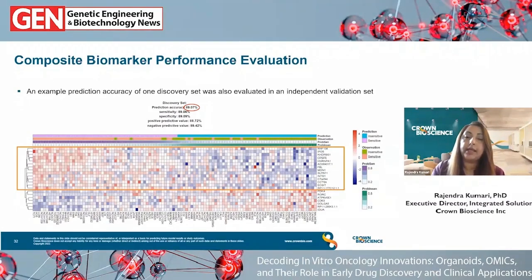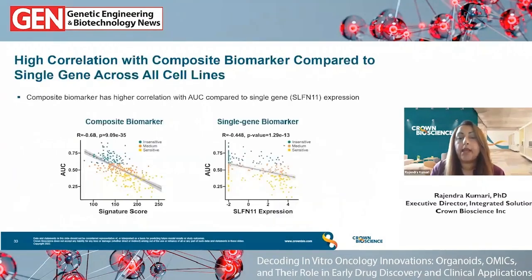So the 21 gene panel here was also evaluated on an independent validation set to report out the positive and negative prediction values. And as shown here, the correlation between the area under the curve and the signature score in all the cell lines, including those medium sensitive group, was clearly higher with the composite biomarker compared to the single gene biomarker. So while the expression of SLFN11 was the strongest single gene biomarker, the expression-based 21 gene composite biomarker was able to achieve a higher efficacy prediction. This can be taken further and qualified in more patient-derived systems.